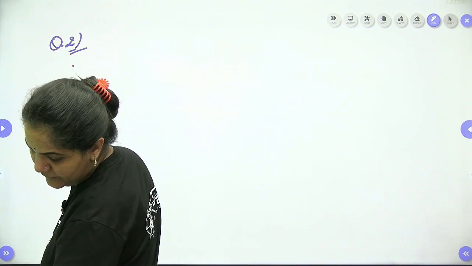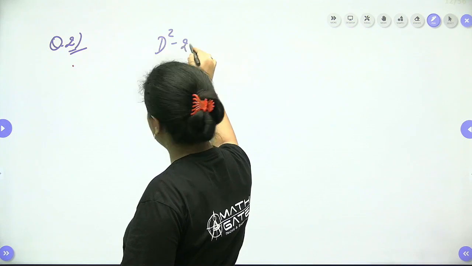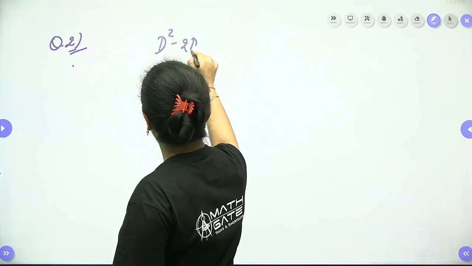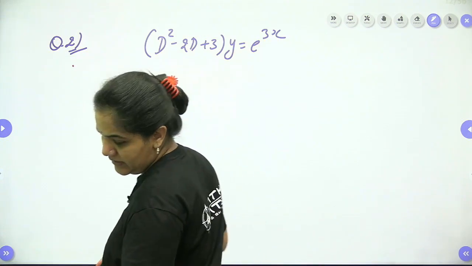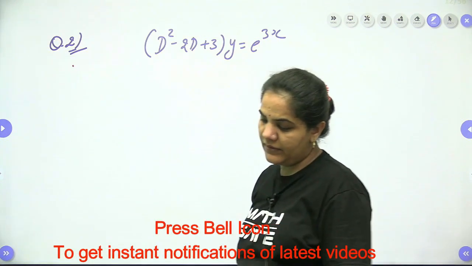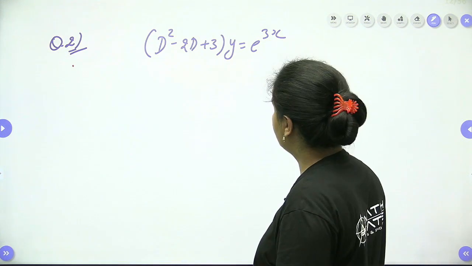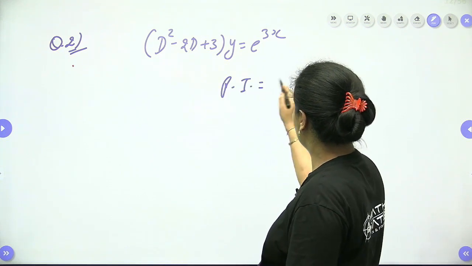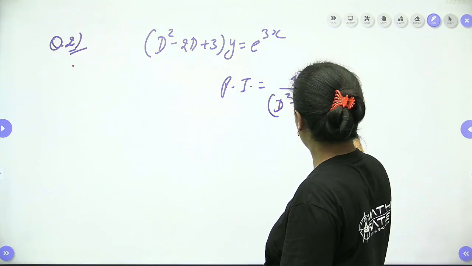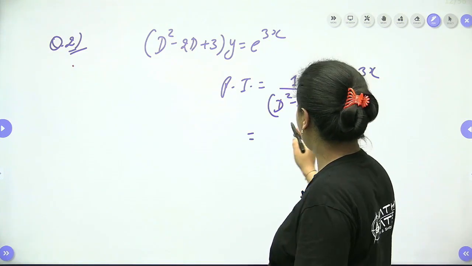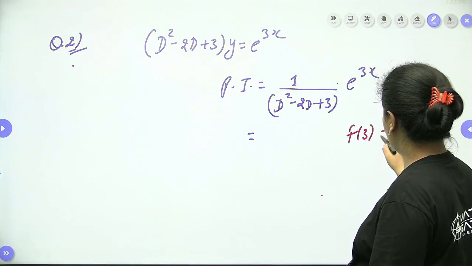If the PI is in the form of D², find the PI for the equation (D² - 2D + 3)y = e^(3x). Suppose we have an equation like this, then what will happen to this one? When we approach this one, dear students, PI is equal to 1/(D² - 2D + 3) into e^(3x) only. Here you can see, dear students, directly when we approach, f(3) is equal to 0.